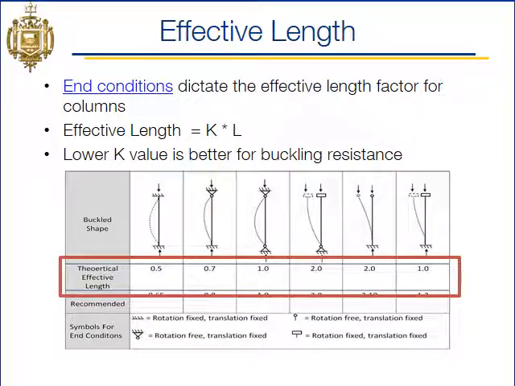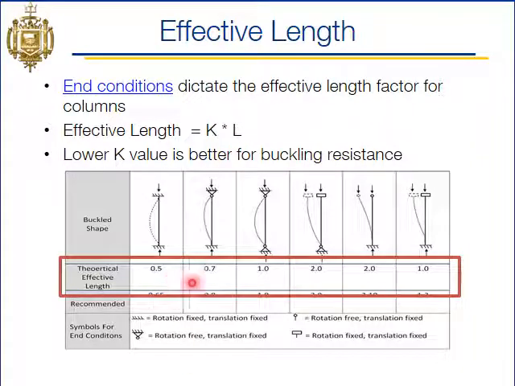So the first thing we're going to look at for calculating the critical buckling load is the effective length. Those first two were conditions that we saw on that slide: length and end connections. If we combine those two pieces, we can calculate what's called the effective length. The effective length is equal to K times L, where L is just the length of the column, and K is the effective length factor, which is dictated by the end conditions.